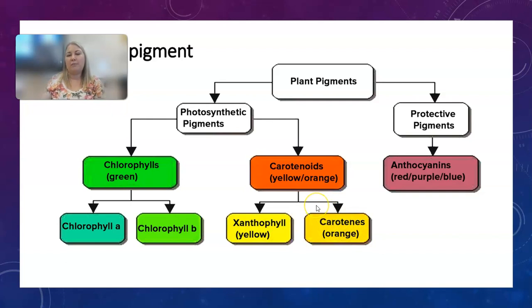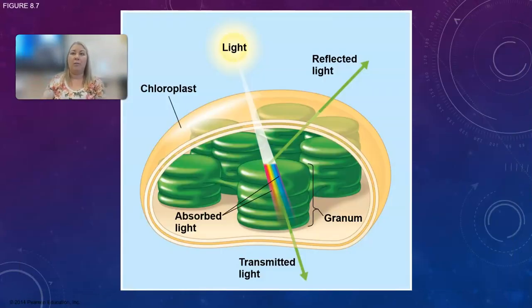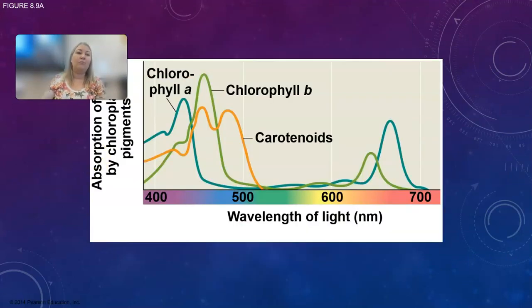We also have protective pigments in plants that live in areas that receive a lot of direct sunlight. These are the anthocyanins, which are either red, purple, or blue. So those do not really do photosynthesis because they're reflecting almost all of the light and absorbing very little of it. So again, just remember that when we're looking inside the chloroplast, these pigments are found in the thylakoid, and the light that we see, the color that we see, is of course reflected.